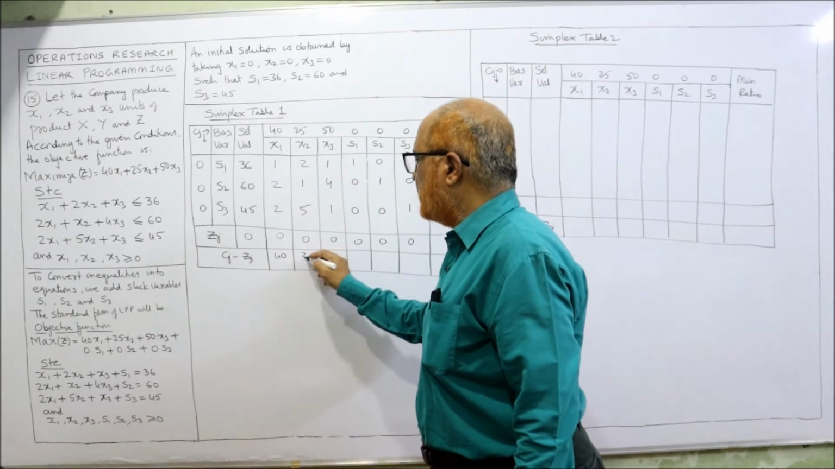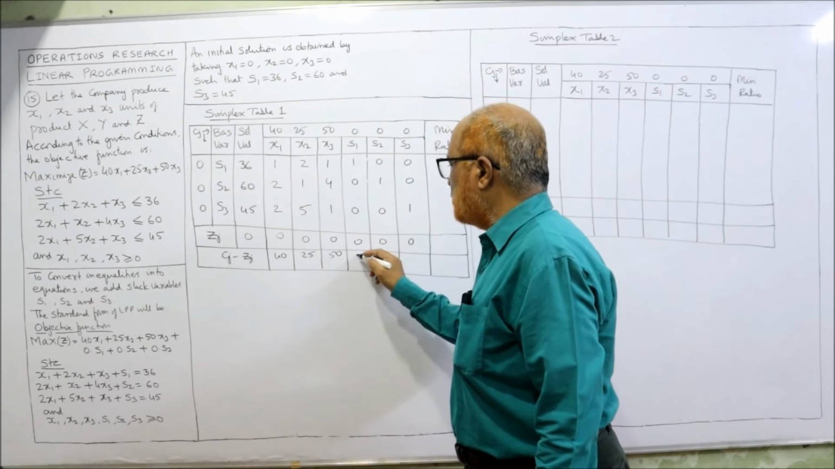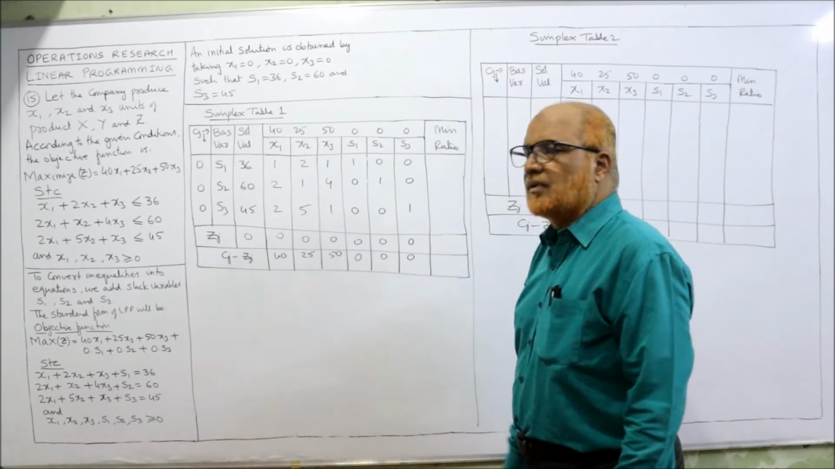25 minus 0, 25. 50 minus 0, 50. 0 minus 0, 0, 0, 0.